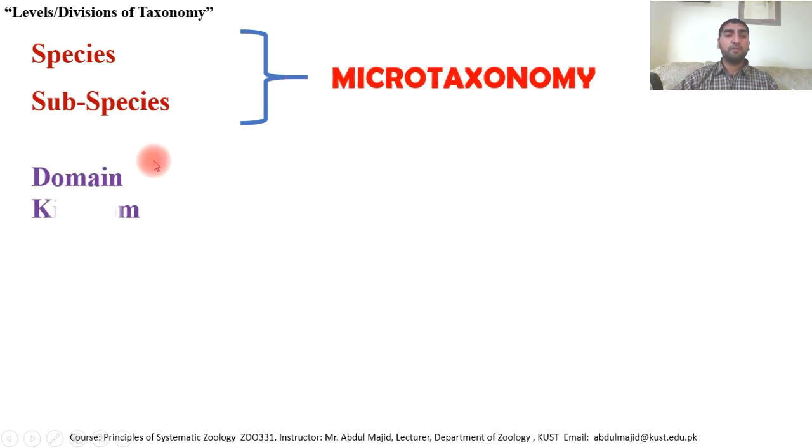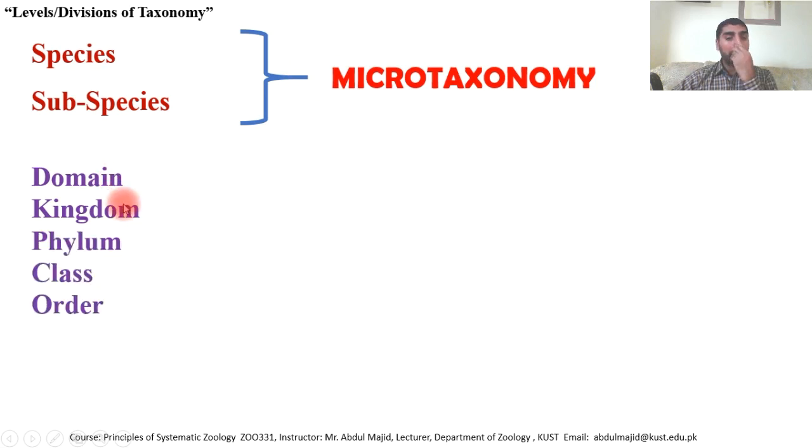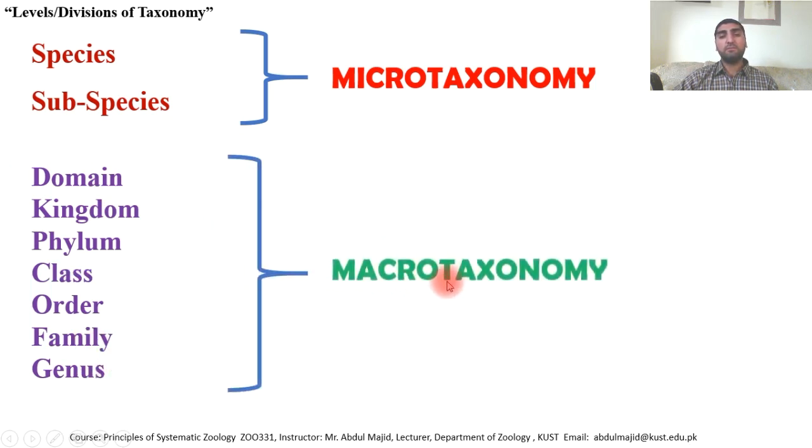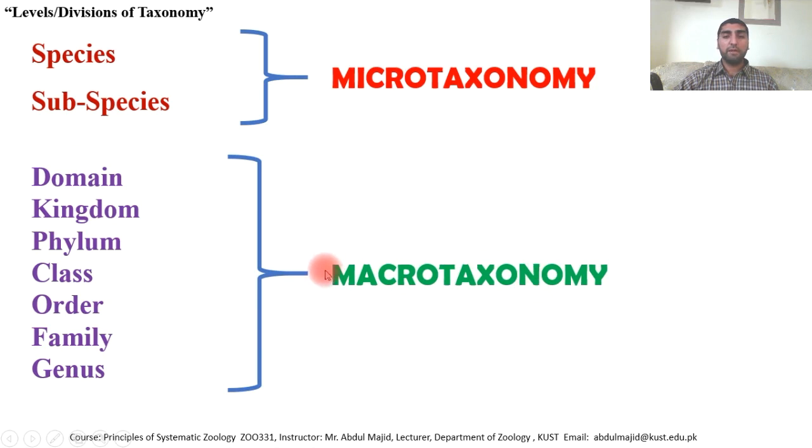Then when we study domain, kingdom, phylum, class, order, family, genus, these levels from domain to genus are known as macrotaxonomy. So taxonomy has two major divisions: microtaxonomy, where we study species and subspecies, and macrotaxonomy, where we study domain, kingdom, phylum, class, order, family, and genus.